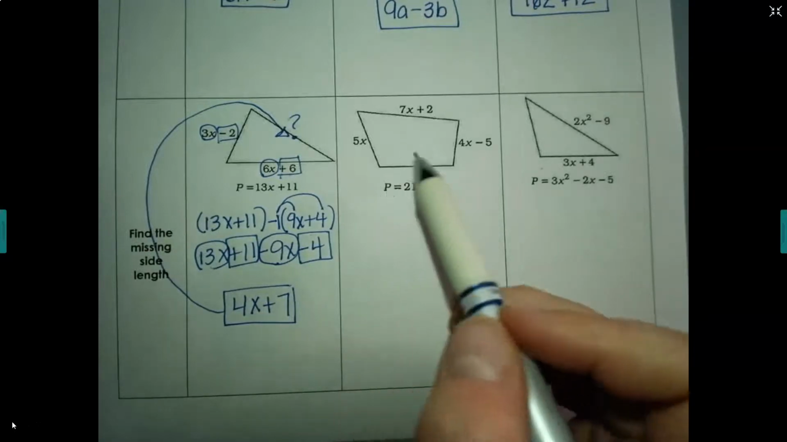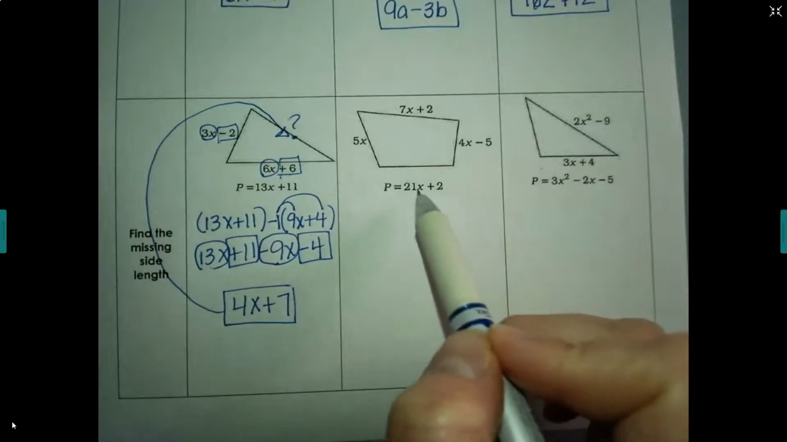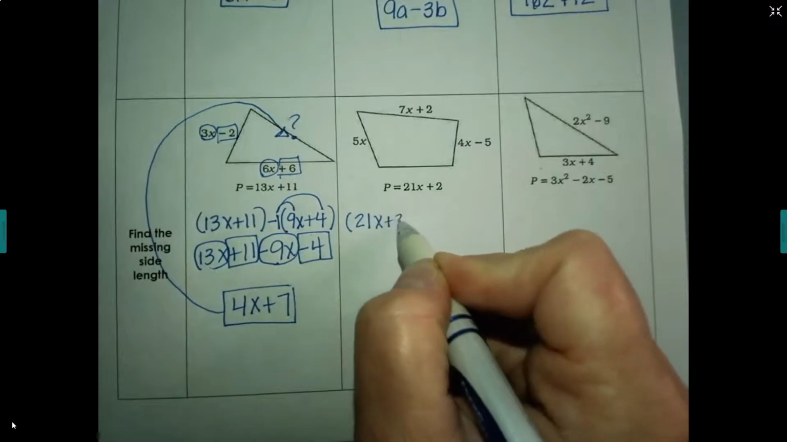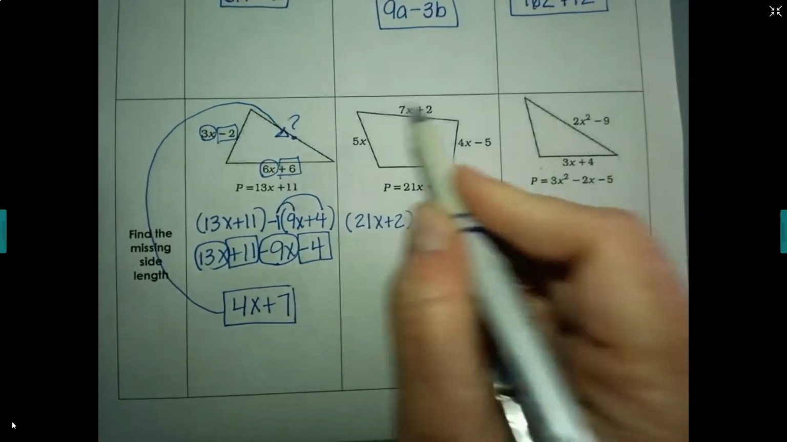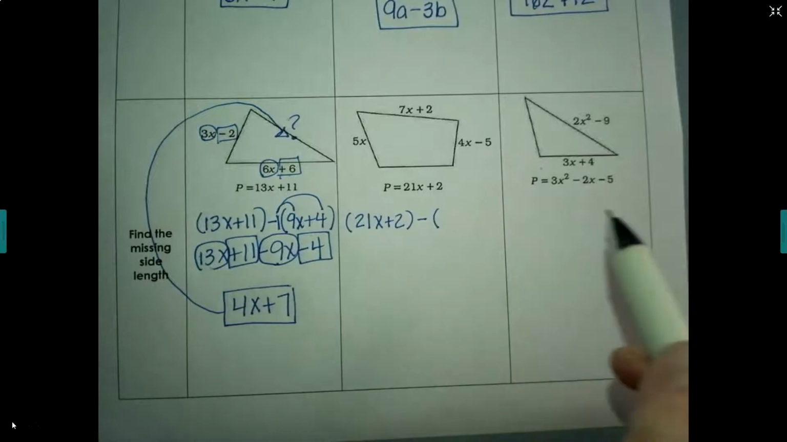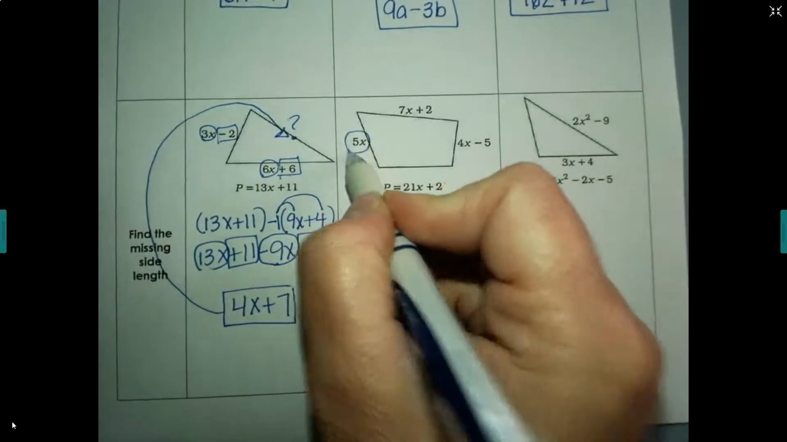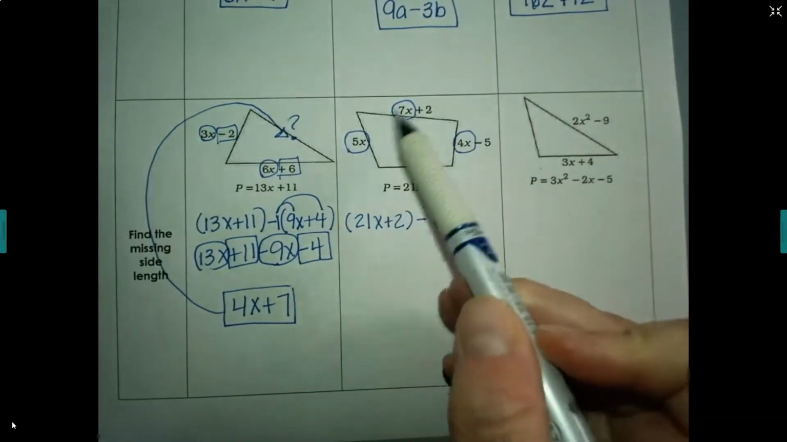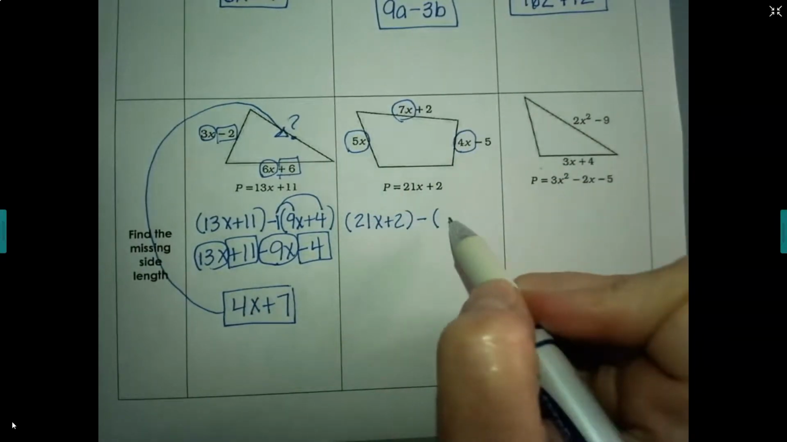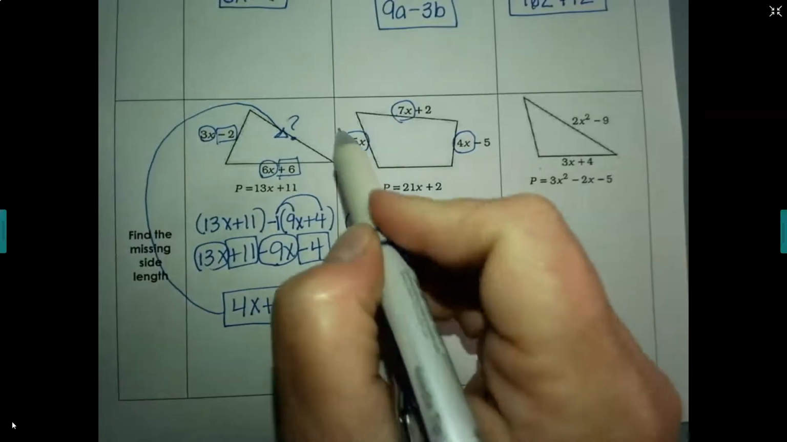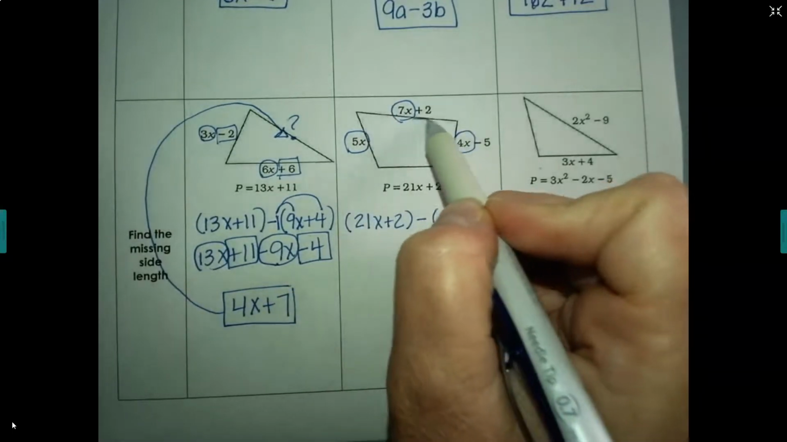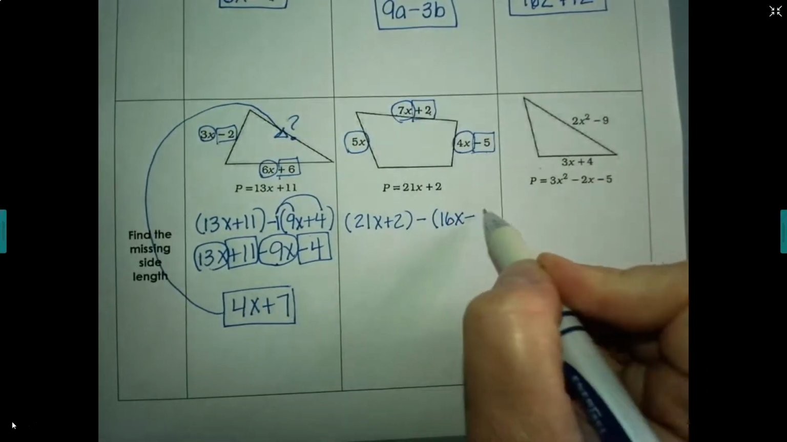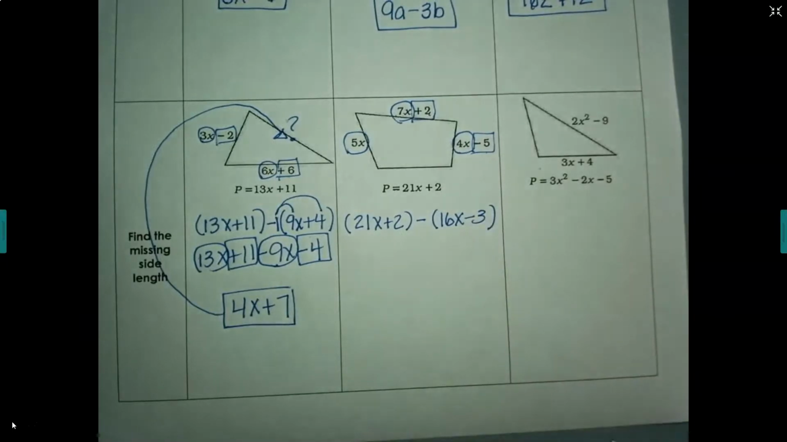All right, so let's try this. We have a four-sided figure. We have the total, and we have to subtract from the total everything we've already got to tell us what's left over for the last side. So let's combine some like terms. We got 5x, 7x, and 4x. So that's 5 plus 7 is 12, plus 4 more is 16x. We have no constant here. We have a positive 2 and a negative 5. So we have 2 minus 5 is negative 3.